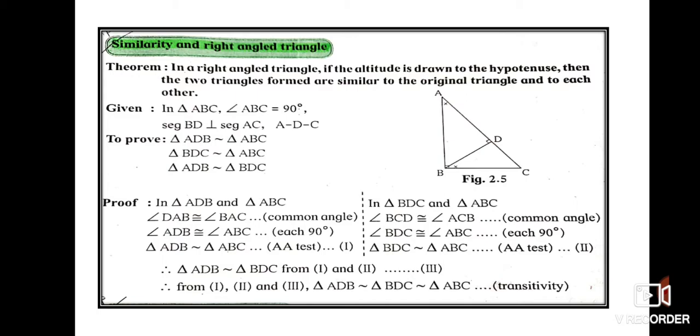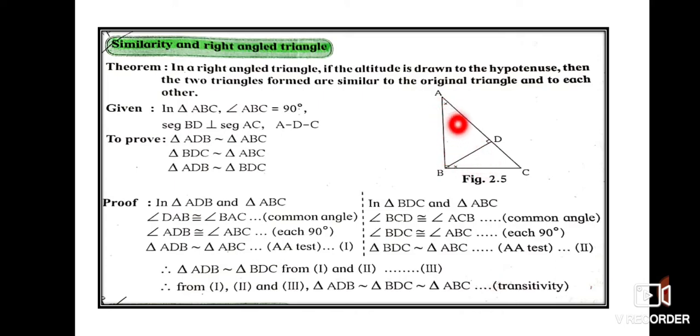Okay, so let us start with the proof. Let us consider triangles ADB and ABC. We have to prove that they are similar. Again, look at the figure and tell me, in triangles ADB and ABC, do you find any common angle? Yes, angle A is common. In ADB you have A, and in ABC also A is common.